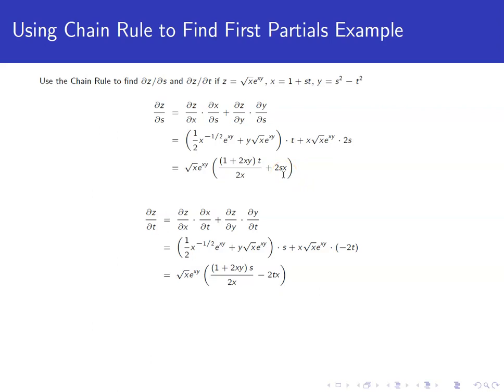Do the exact same thing, but now with respect to t. Notice that your partial with respect to x and your partial with respect to y didn't change. The only thing that's going to change is when we're doing our partials with respect to t now. For x, the partial with respect to t is s. For y, the partial with respect to t is negative 2t. And so there's our partial with respect to t, and there's our final answer if we decide to make it a little bit cleaner.